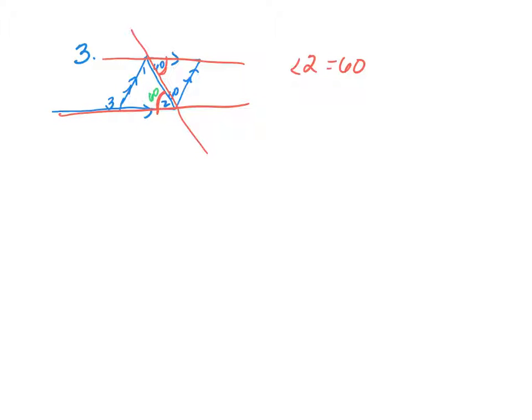Now I'm going to extend these lines this way. So only look at it the other way, like kind of turn your paper. And who is this guy alternate interior to? Which one? This green one down at the bottom here. This green one right here. 60. It's alternate interior to number 1. So they have to be 60.